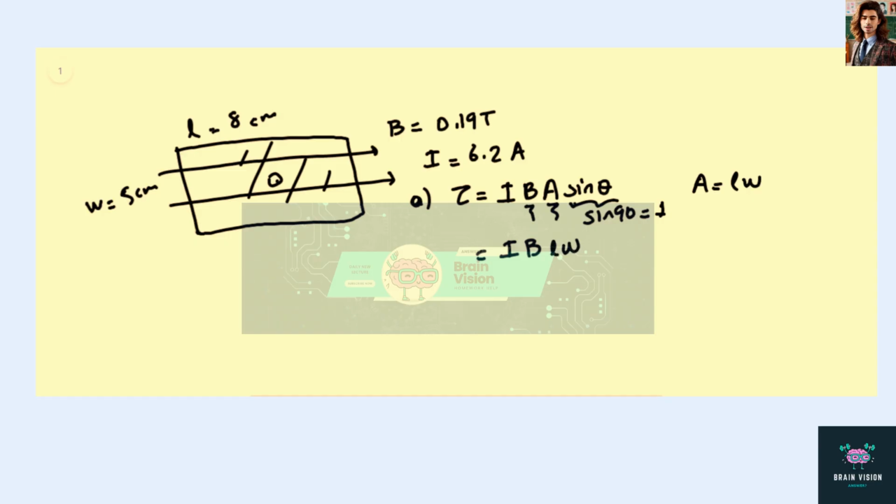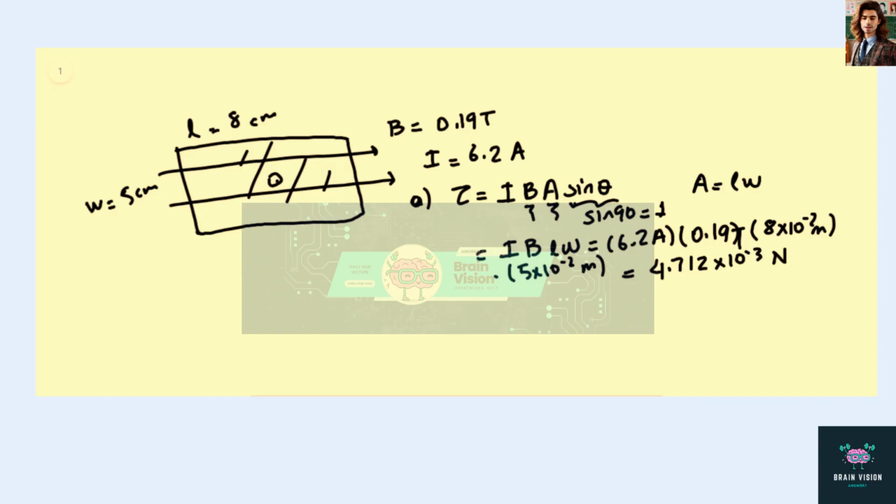So we have 6.2 amps as our current, and the magnitude of the magnetic field is 0.19 Tesla, and the length is 8 centimeters. So let's convert it to meters. Times 5 times 10 to the power negative 2 meters for the width. When we do the calculation, what we find is 4.712 times 10 to the power negative 3 Newton meters as our torque.